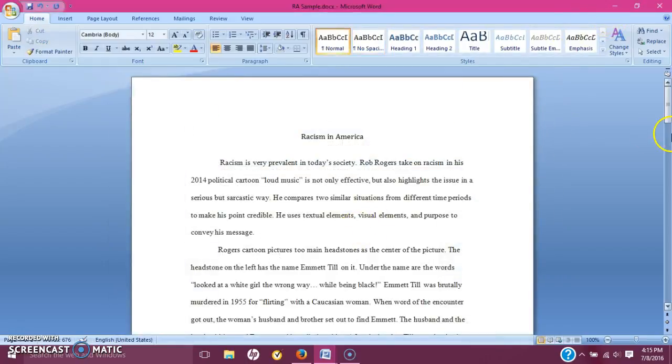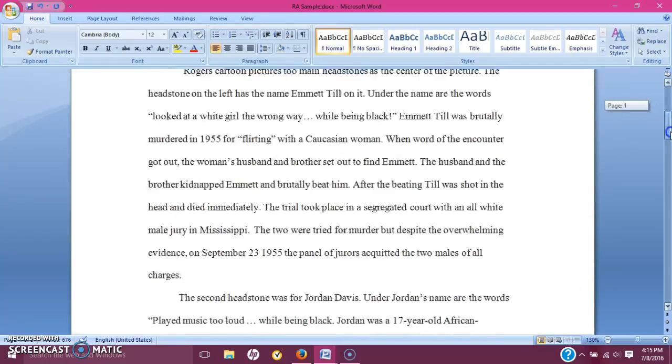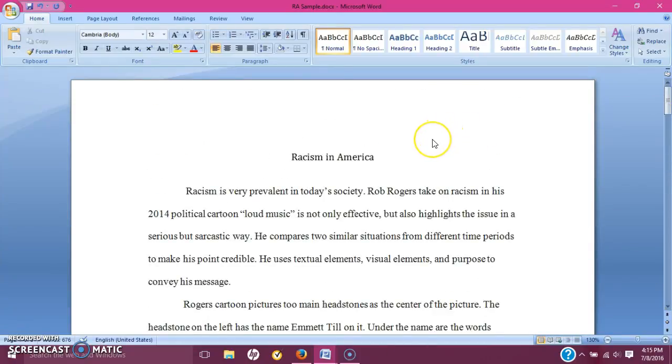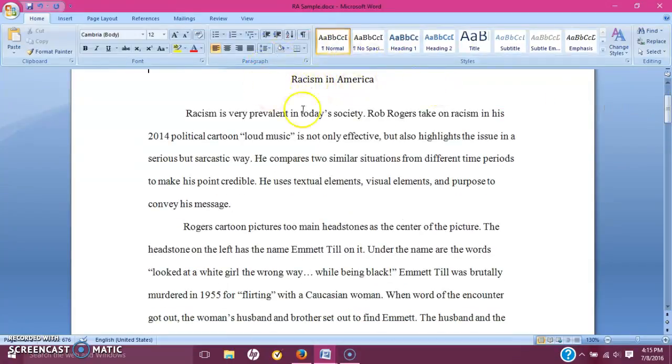Okay, so let's look at a sample paper. This was an actual paper written by a student a year ago, and this one, not only is it severely under word count, it's barely half of the word count, it's super vague. So we have a title. This is again based on the political cartoon that I'm constantly referencing, the Look How Far We've Come by Rob Rogers. So racism in America, I already know pretty much nothing because this is such a giant vague title. Racism is very prevalent in today's society. This is probably the sentence that I've said not to do in your introductions.